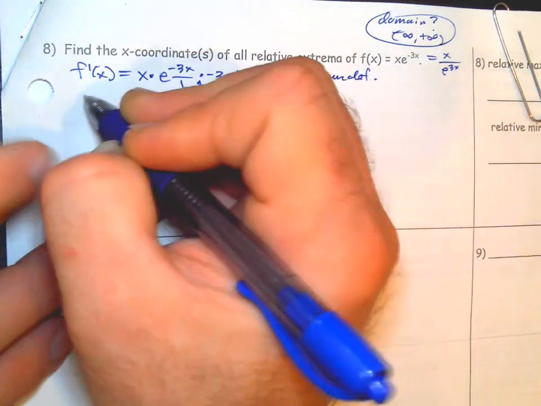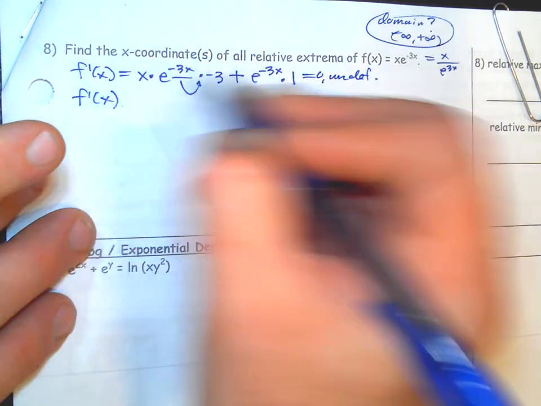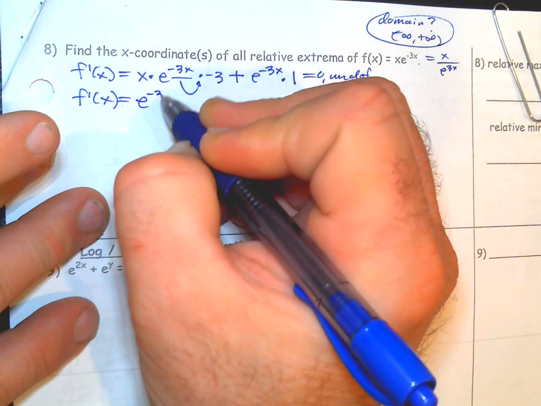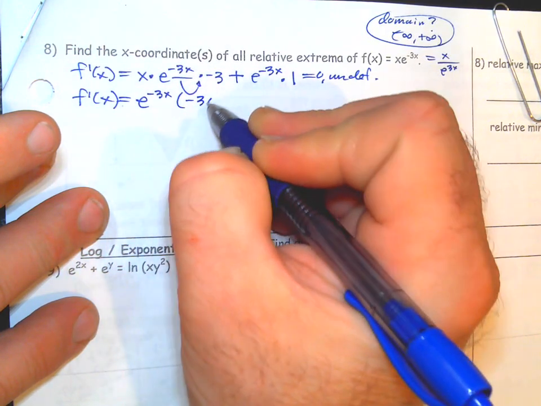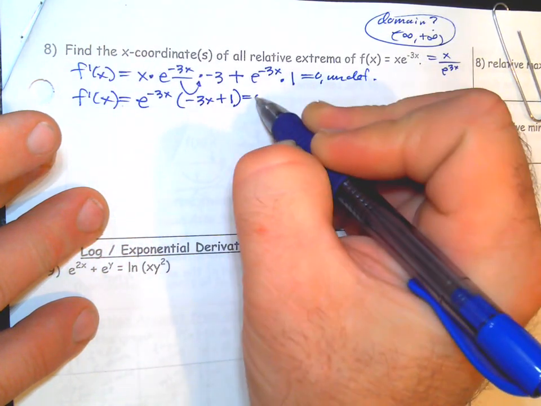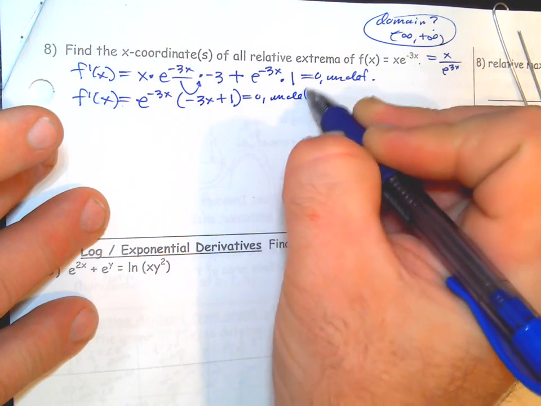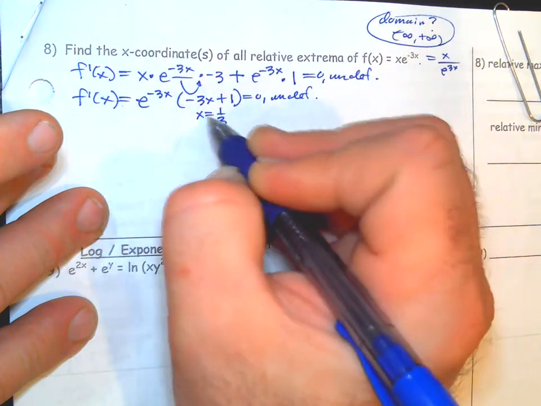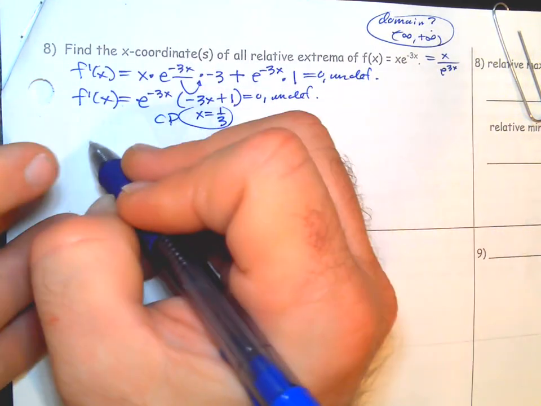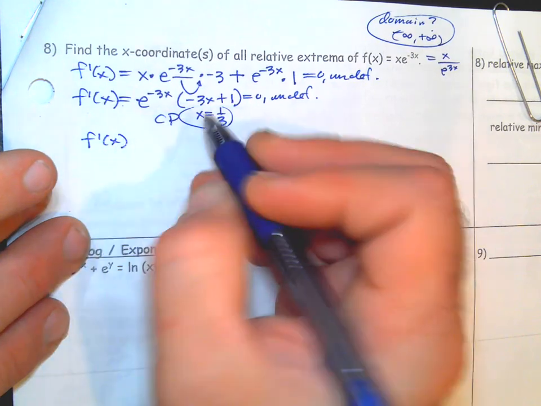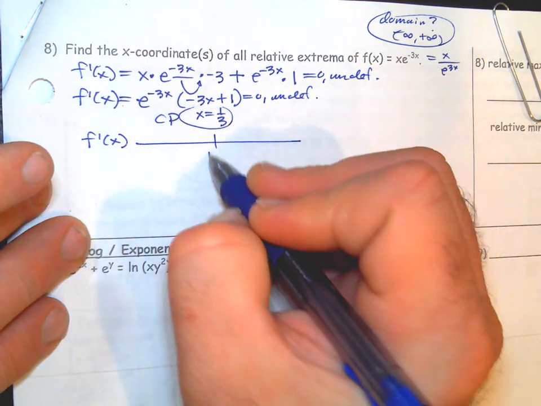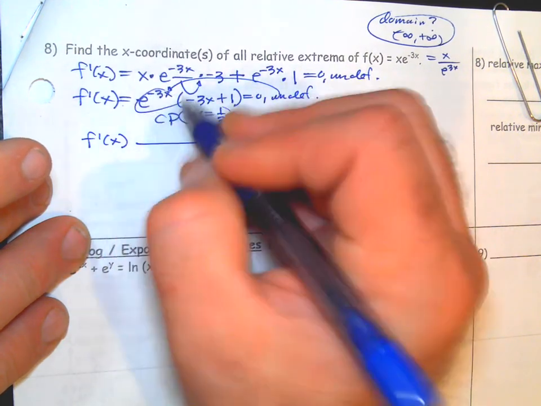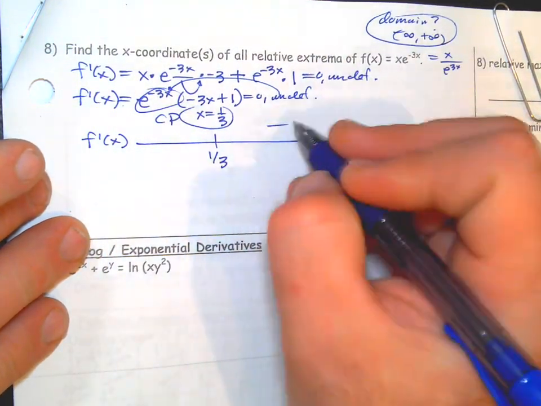I'm going to go ahead and start factoring right now. We could take an e to the negative 3x out. So then you have negative 3x plus 1 left over. So x equals positive 1/3, and the other factor doesn't do anything. That's your single critical point. We're going to do a line check. Undefined would come from the denominator, but it doesn't give you any values.